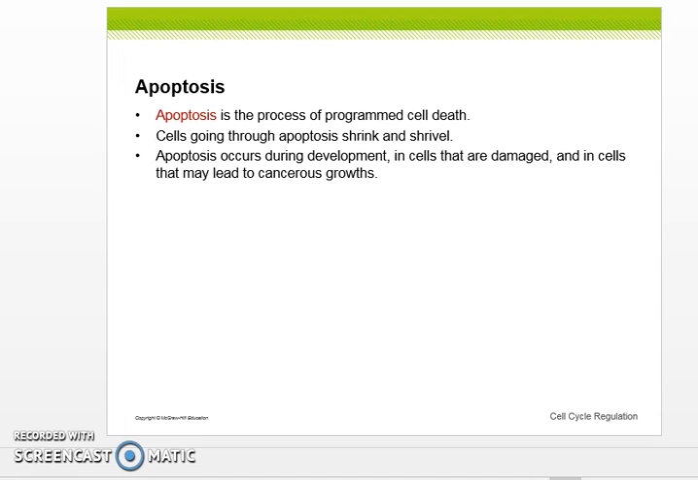Apoptosis is the process of programmed cell death. Cells going through apoptosis shrink and they shrivel. Apoptosis occurs during development, in cells that are damaged, and in cells that may lead to cancerous growth.